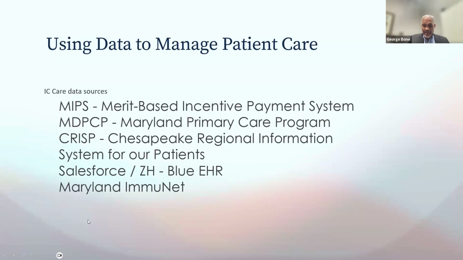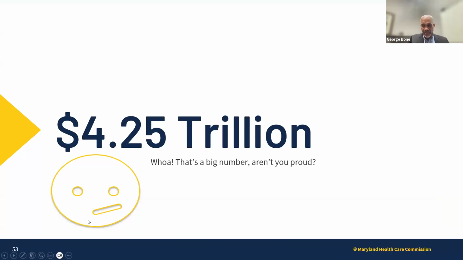But the big thing is, next slide, this number at 4.25 trillion. That's the US healthcare budget in 2023, plus or minus a few $100 billion. And so this is a mother lode of data. And how do we normally come to grips with this?